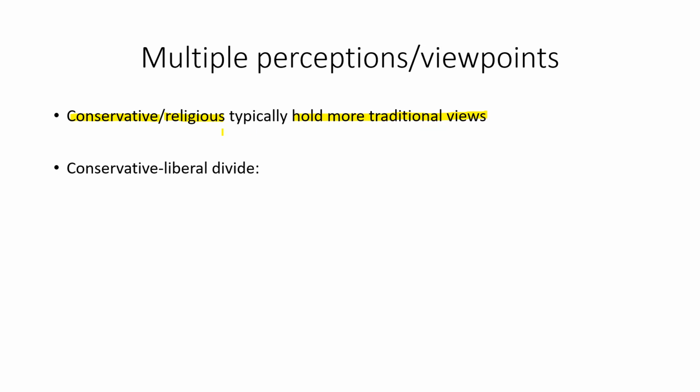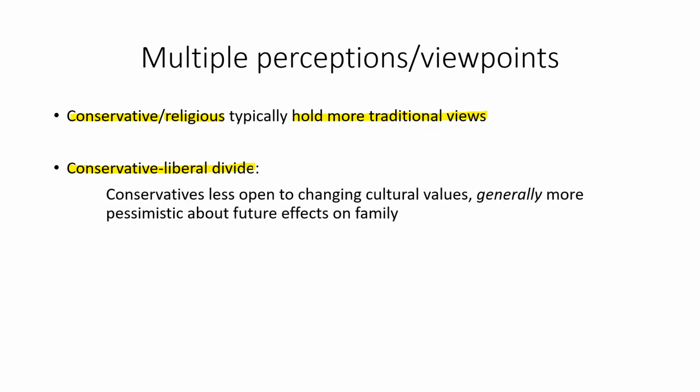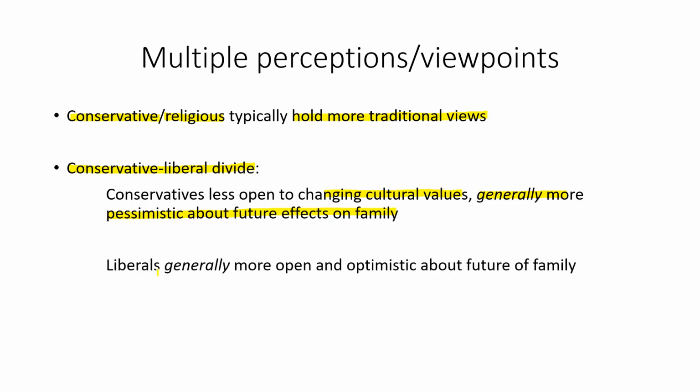As far as the conservative liberal divide on the views of marriage, conservatives are less open to changing cultural values, as I said, generally more pessimistic about future effects on family, whether they're looking at these alternative lifestyles and changes in family norms. Liberals generally more open and optimistic about the future of family because we've got more choices, we've got more opportunities to create families of varied lifestyles.